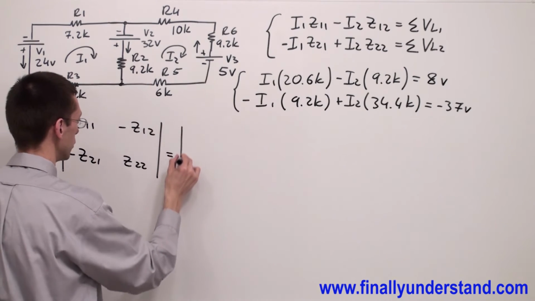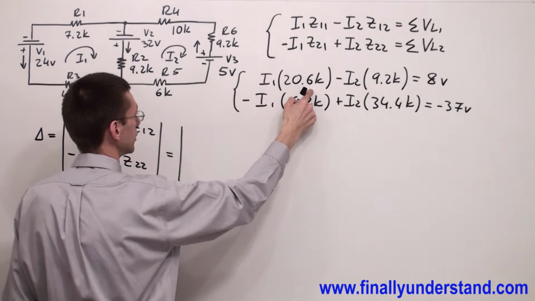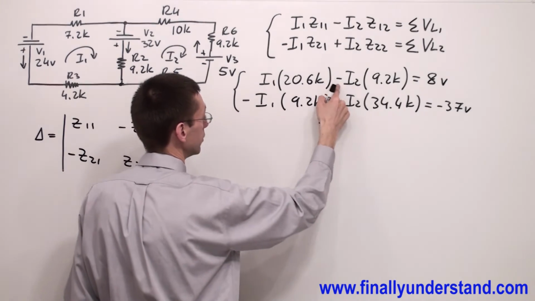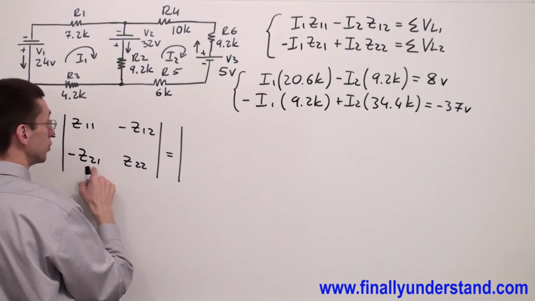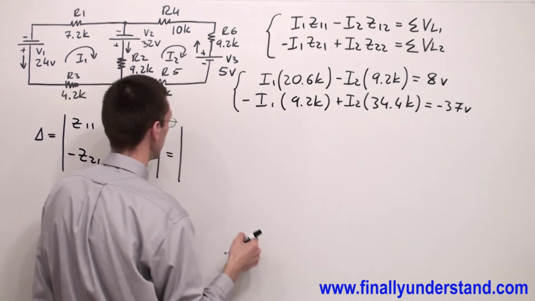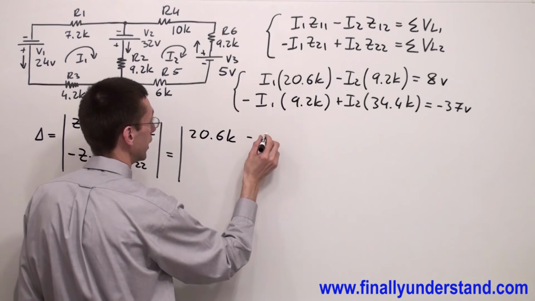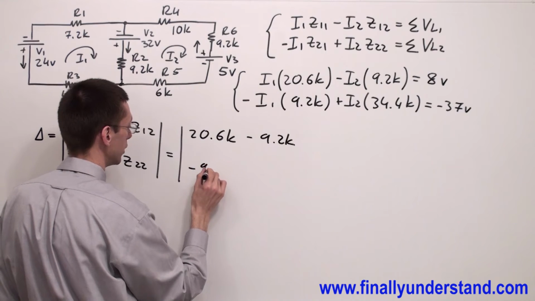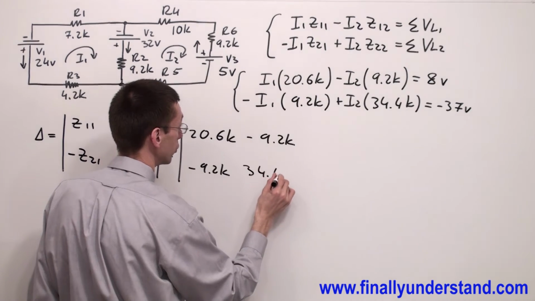I'm going to plug in the numbers. So remember, Z11 is my 20.6 K, negative Z12 is negative 9.2 K, and negative Z21 is negative 9.2 K, and Z22 is 34.4 K. I have 20.6 K, negative 9.2 K, negative 9.2 K, and I have 34.4 K.